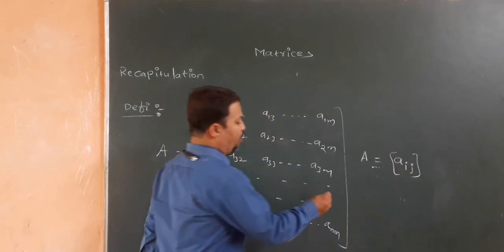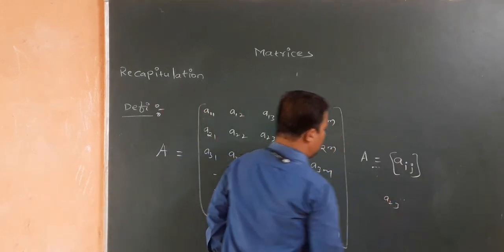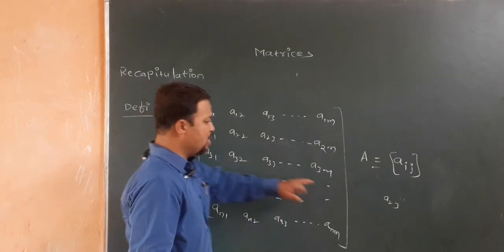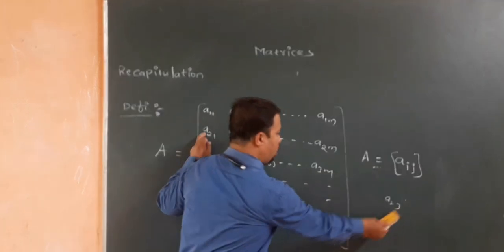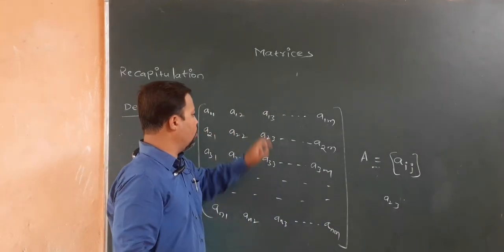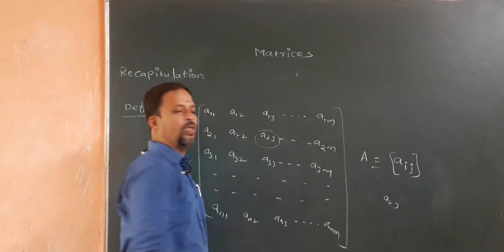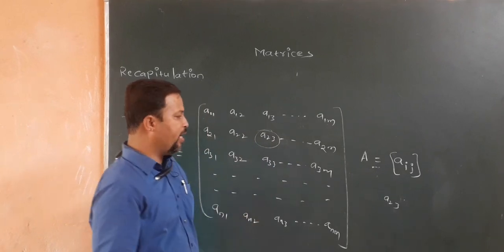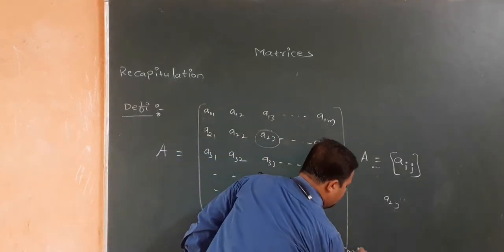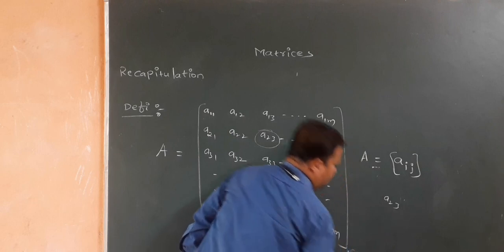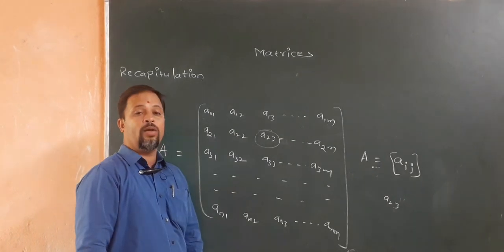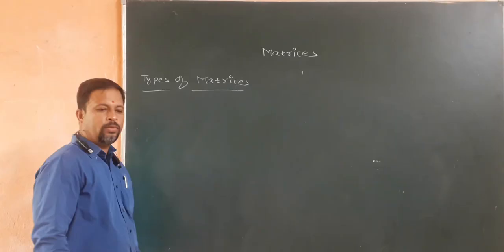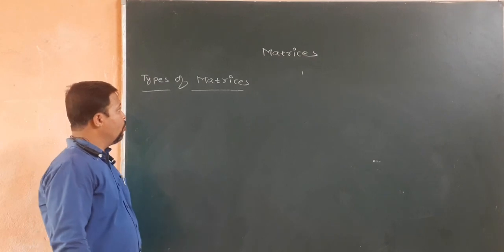If I want to find A of 2, 3, I have to go to the second row and the third column: 1, 2, 3 columns. This is my A23. Like this we can find entries, and a matrix is generally represented by n cross m order. So this is the way of representing the order of the matrix. Right? Now, friends, we will see the types of matrices.